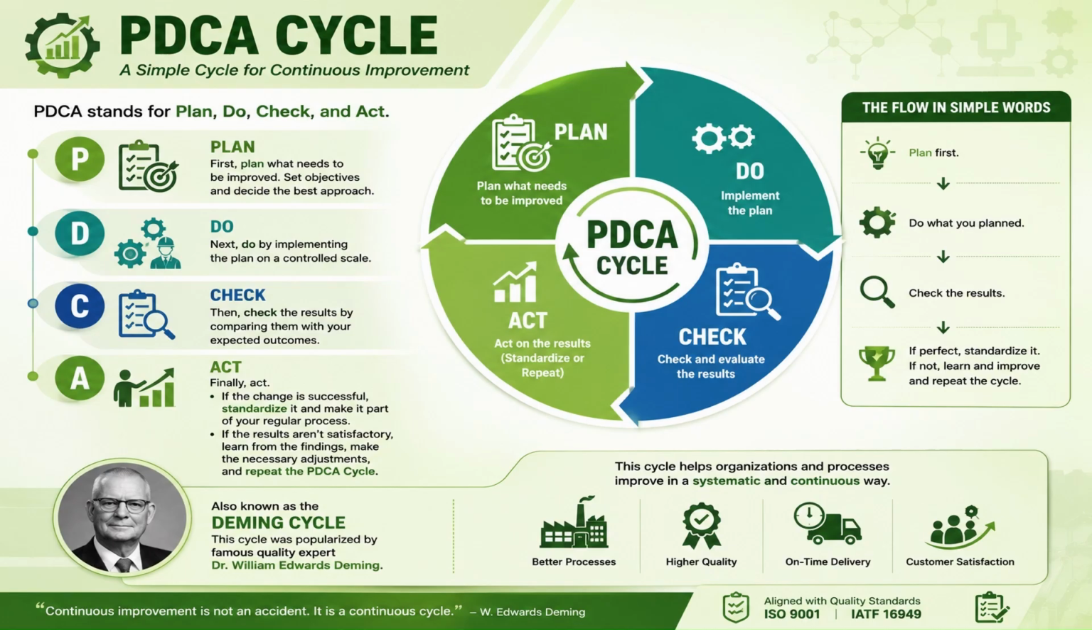The PDCA cycle is also known as the Deming cycle, named after the renowned quality expert Dr. W. Edwards Deming, who played a major role in popularizing this approach worldwide. Today, PDCA is one of the fundamental principles behind lean manufacturing, Six Sigma, ISO 9001, and IATF 16949, helping organizations improve their processes in a systematic and continuous way.